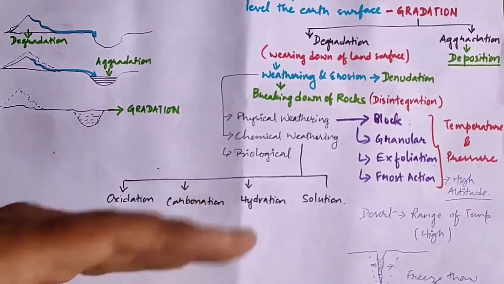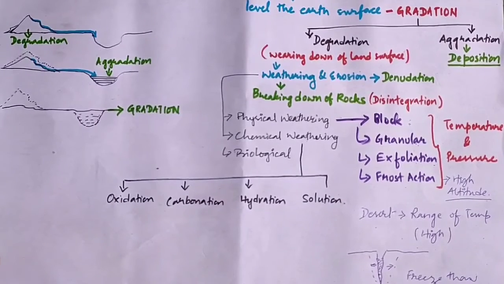Here, as you can see, the chemical composition of the rocks is changing into something else, so that's the reason it is getting weakened and ultimately breaks into smaller pieces. So that is your chemical weathering.